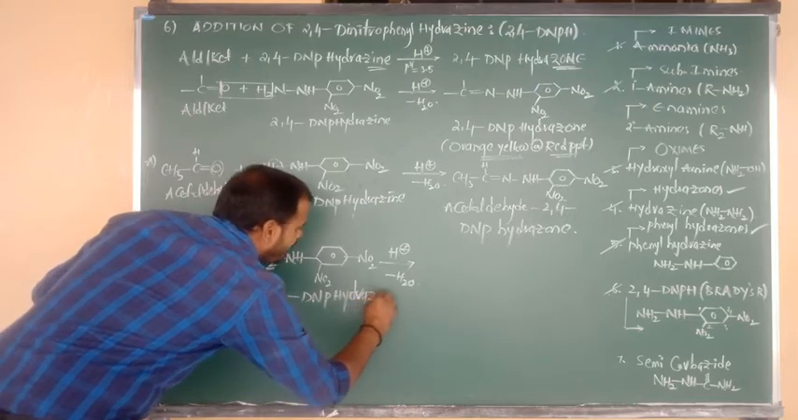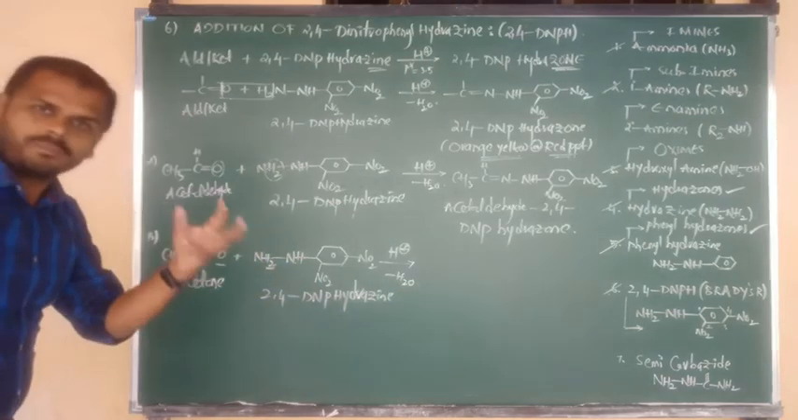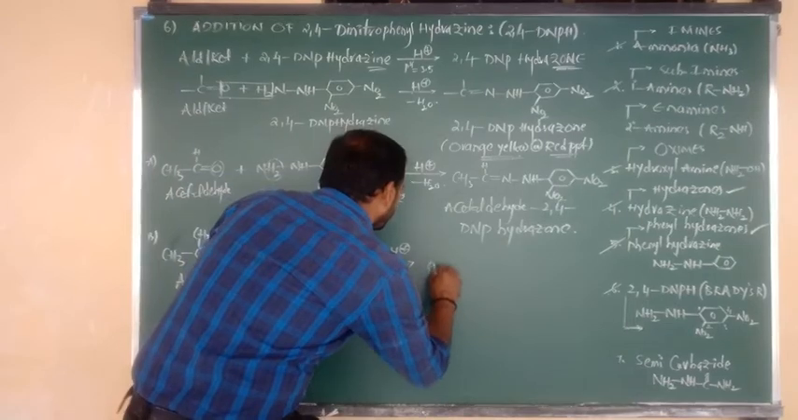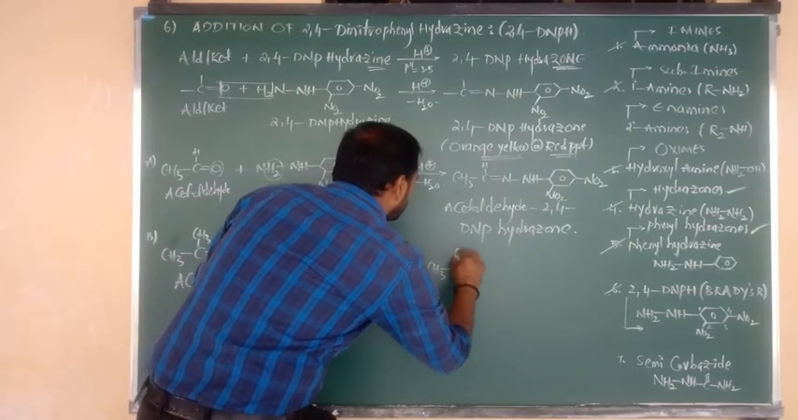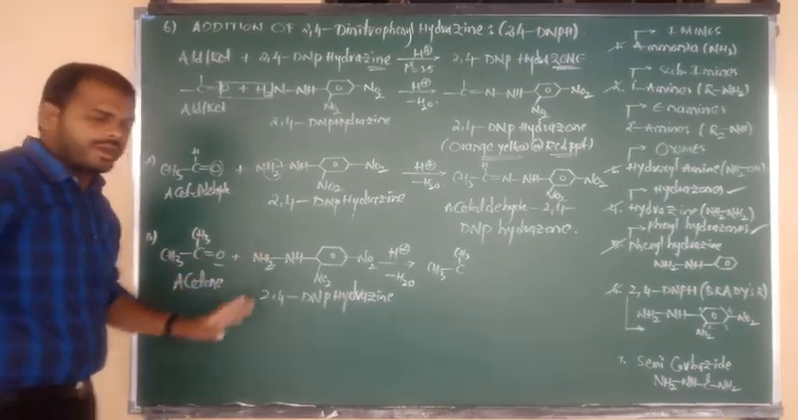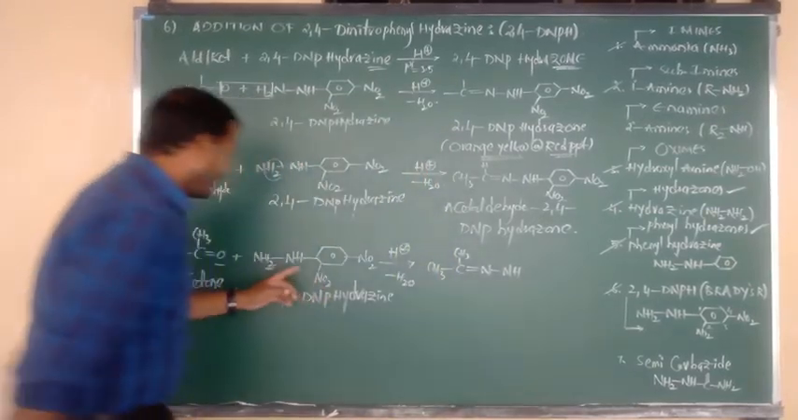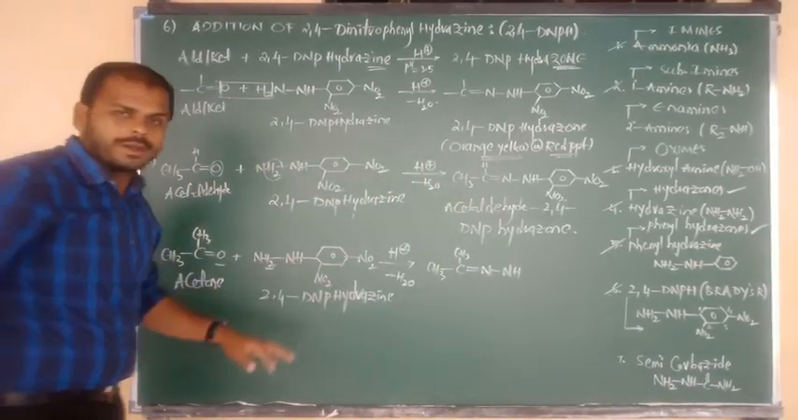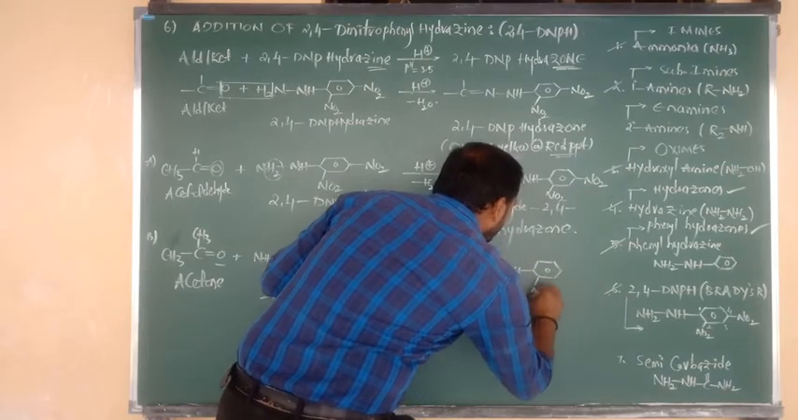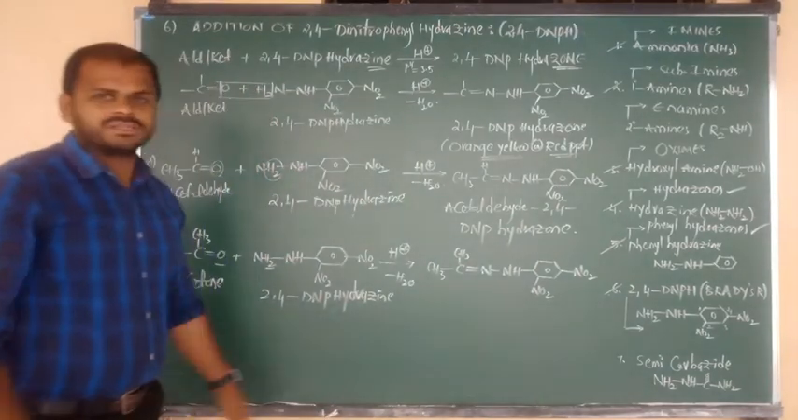2,4 dinitrophenylhydrazine. After the elimination of a water molecule, the product is: C connected to two methyl groups, and here C double bond N, N bonded to NH, NH connected to phenyl, on which a nitro group is at the 2 position and a nitro group at the 4 position. So what is the name of this product?